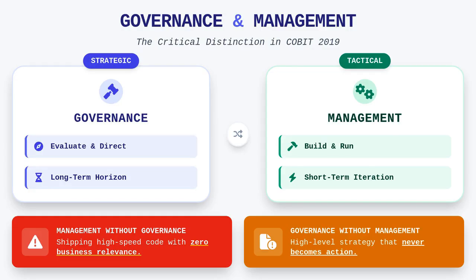Conversely, governance without effective management leads to high-level strategic documents that never manifest as actionable, measurable outcomes. COBIT 2019 forces us to acknowledge that these roles carry different mindsets, different sets of tools, and different timelines. Governance is often long-term and strategic, while management is frequently short-term, iterative, and tactical.